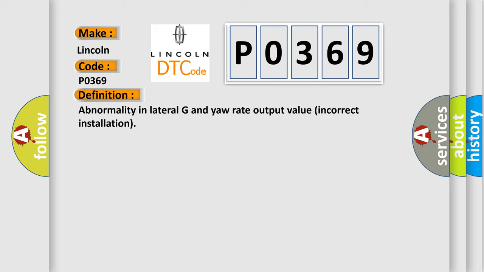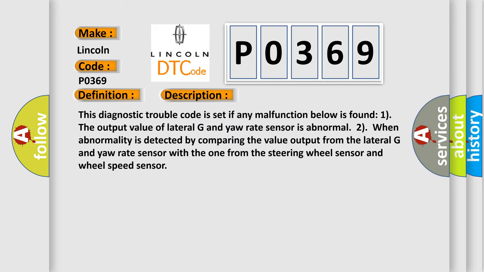And now this is a short description of this DTC code. This diagnostic trouble code is set if any malfunction below is found: 1, the output value of the lateral G and yaw rate sensor is abnormal; 2, abnormality is detected by comparing the value output from the lateral G and yaw rate sensor with the one from the steering wheel sensor and wheel speed sensor.